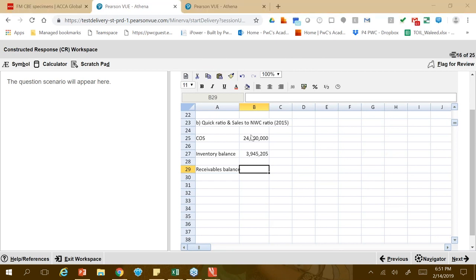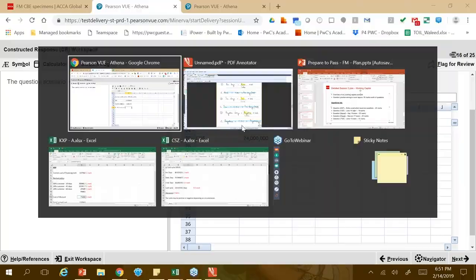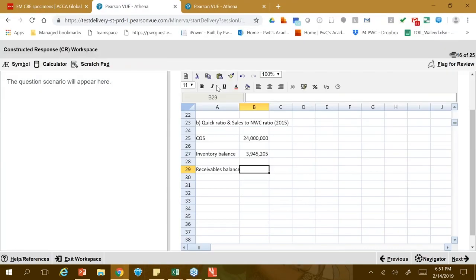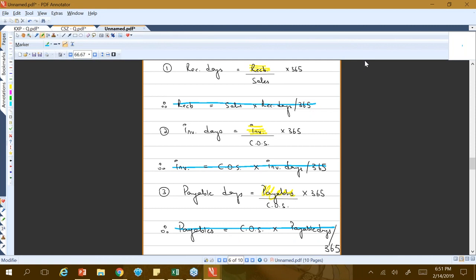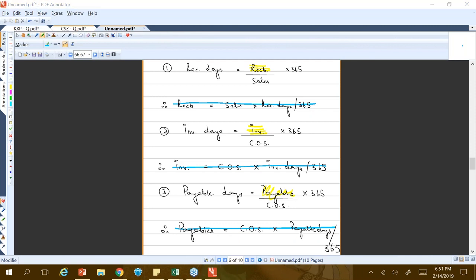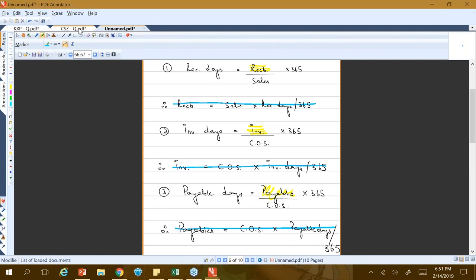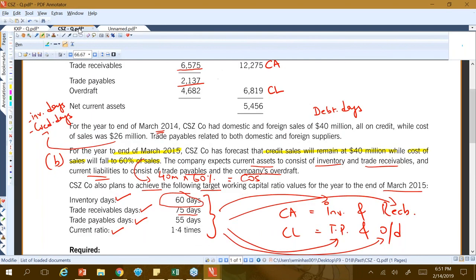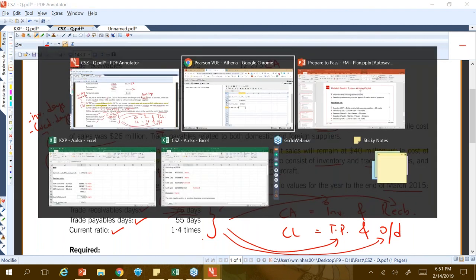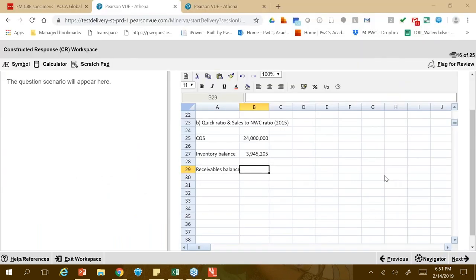So some answers are coming in. I want everyone here to try and find the receivables balance. Focus on this calculation, please. The calculation here is sales into receivable days over 365. Do we have the sales? Yes. Do we have the receivable days for next year? Yes. And we know 365. So can I ask you to give me the receivables balance for next year, 2015.